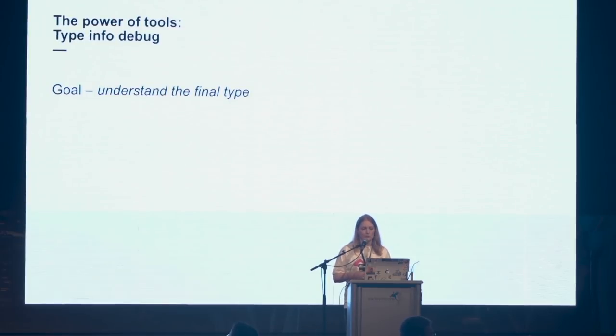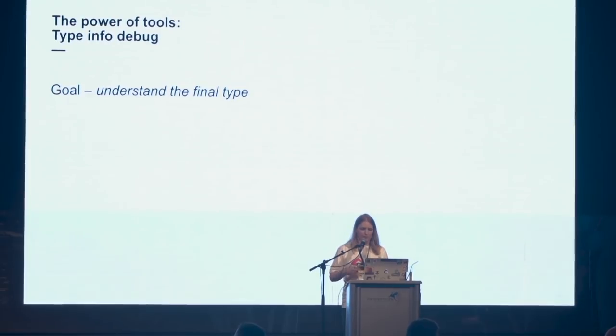Let's now try to debug the type information. So we need to understand the final type, and that's actually the easiest part, because all the IDEs doing C++, they build the whole AST tree. They actually know the type. So they just need to show it to me.